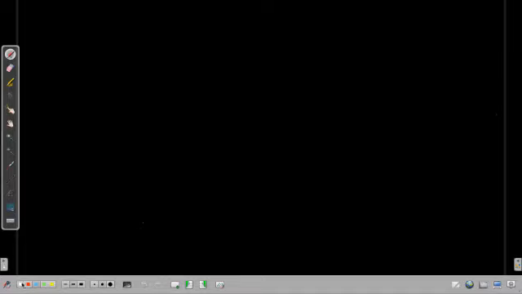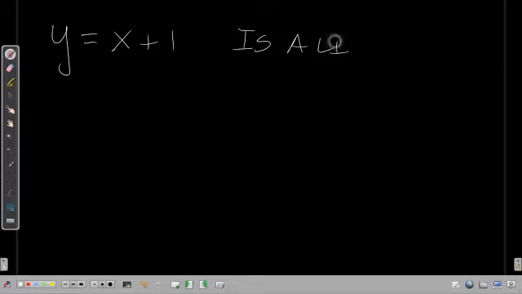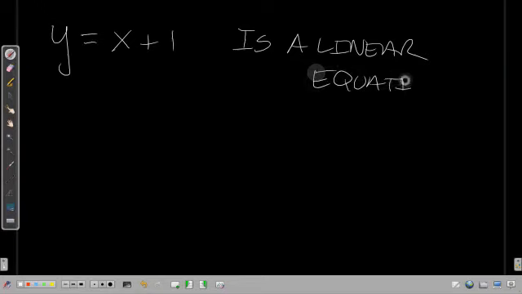Now I'm going to add one layer of difficulty, and I'm going to keep adding more layers until we're all the way there. This is a linear function, or a linear equation. It looks, for the most part, just like the previous one. In fact, that right there is the previous one. And now we're going to look at this one.